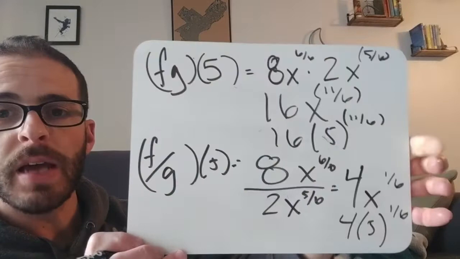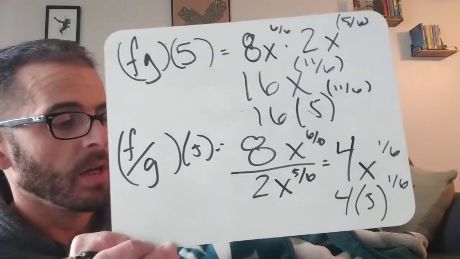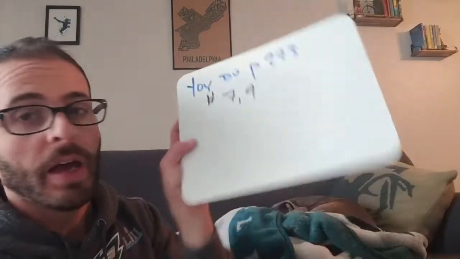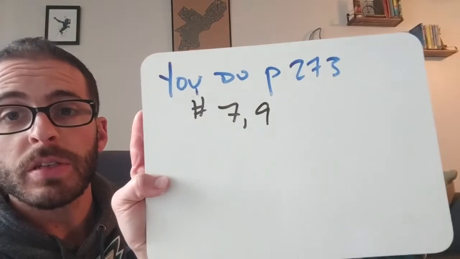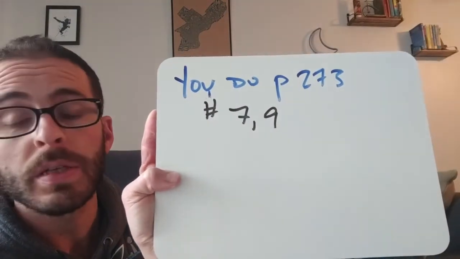Now that you've copied these down, paused, rewound if you need to, it really is just plugging in and practicing with the calculator, especially those parentheses. Go ahead and go to 273, try numbers 7 and 9, and then we're going to do more practice, especially some word problems in class.